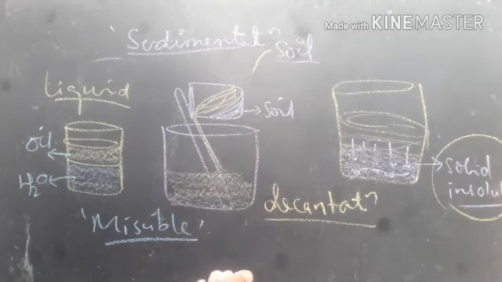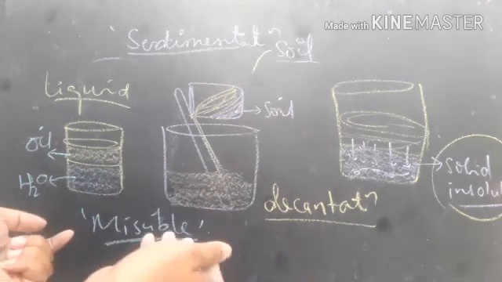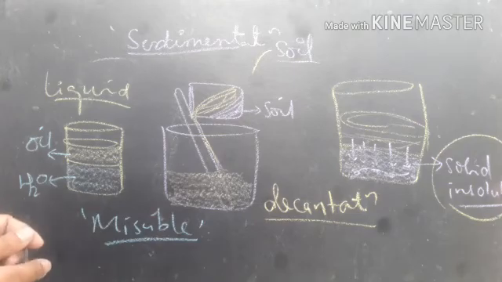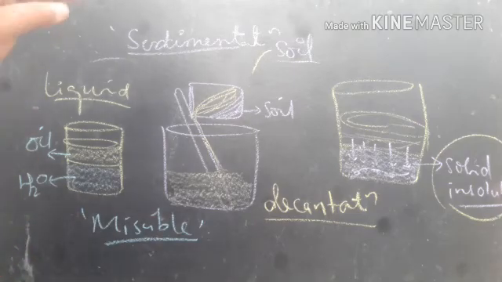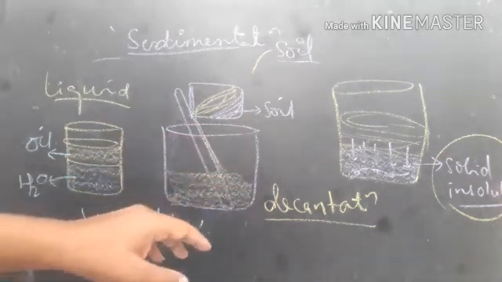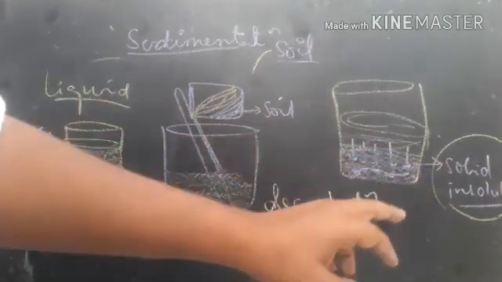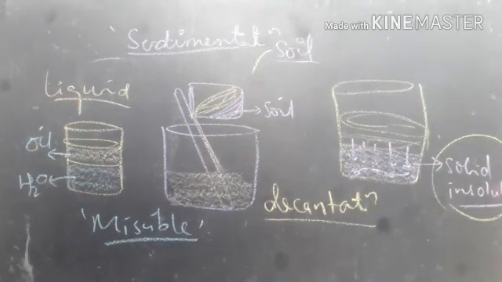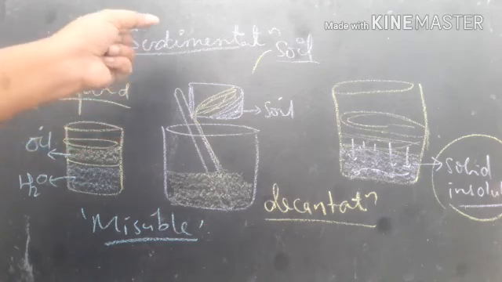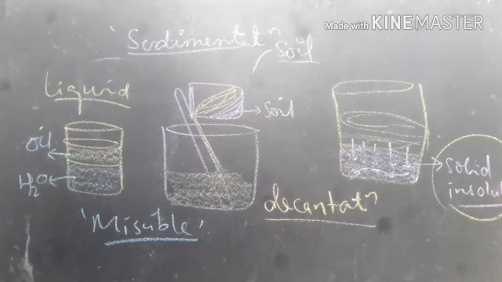We are unable to see it. Like that, miscible liquids, they mix together and we are unable to find where they actually are. So to do sedimentation and decantation, we need solid insoluble material and liquid immiscible material. Then only it is possible to separate by sedimentation and decantation.